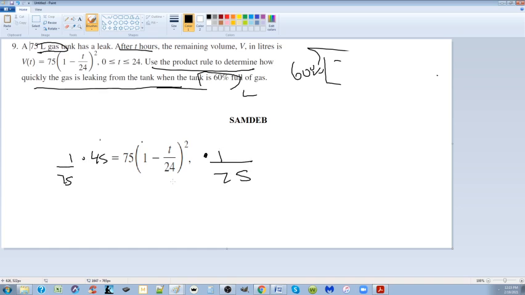Great. And why do we need T? Because you're going to need T to figure out the derivative, which is what they want to know. They want to know how quickly the gas is leaking when the volume is 60%. Well, we need to know a T. Okay, so we're left with this on the left.